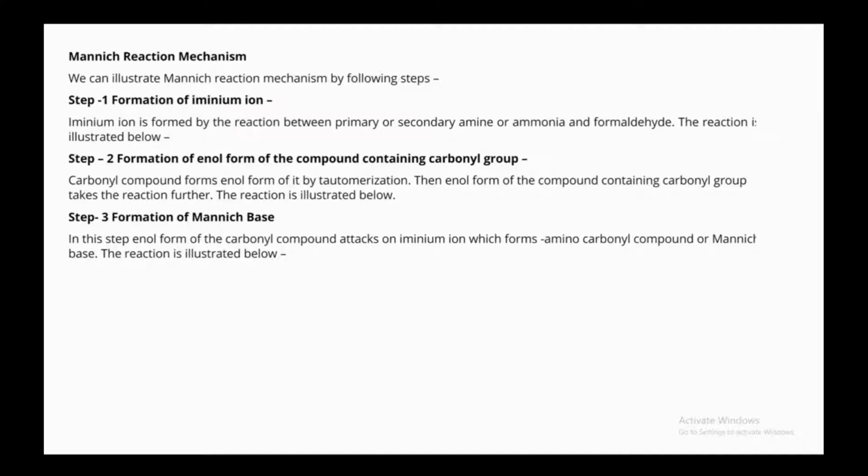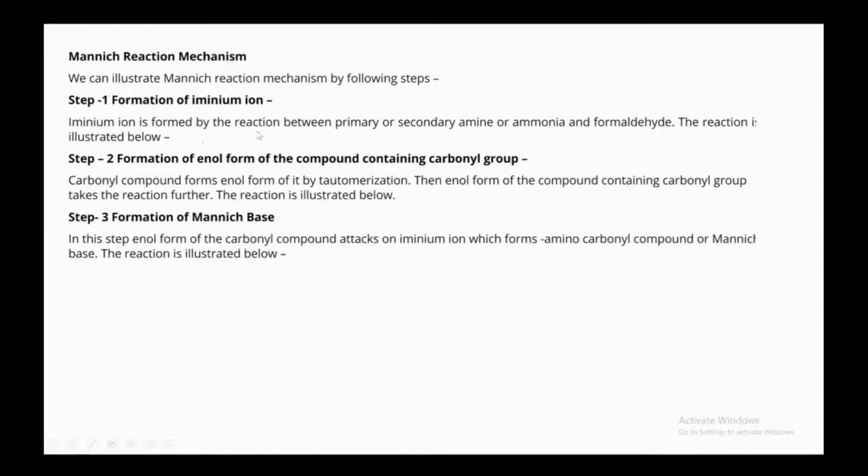So step 1, that is formation of iminium ion. Step 2, formation of enol form of the compound containing carbonyl group. Step 3 is formation of Mannich base. That is the last step. So what happens in step 1?